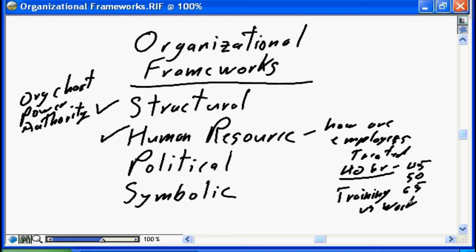What's the attitude in the company for training versus work? Is it more important to ensure our employees are successfully trained, appropriately trained, and have all of the necessary skills before they start on a job? Or is this an organization where on-the-job training, learning by mistakes, is the norm?